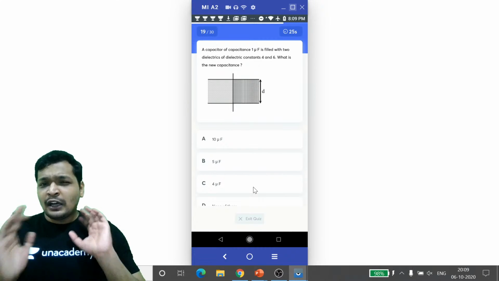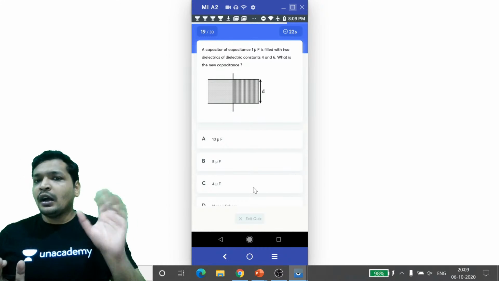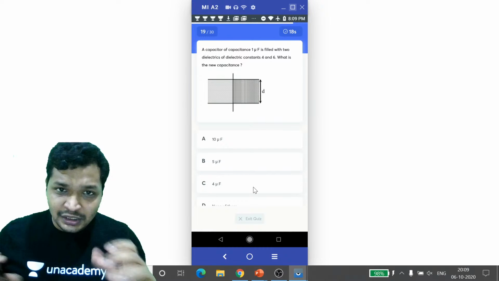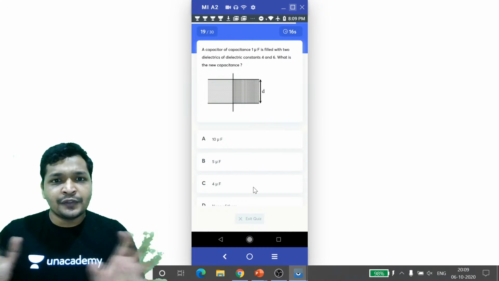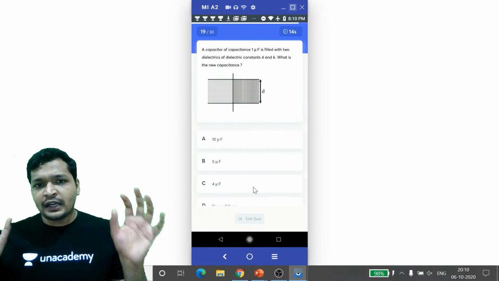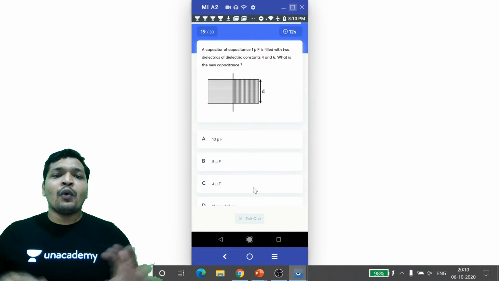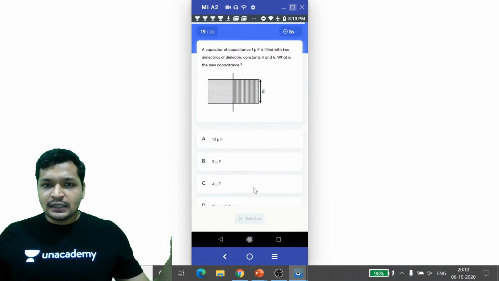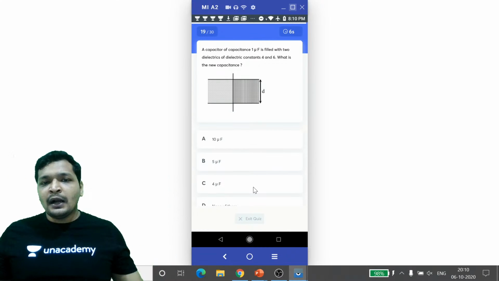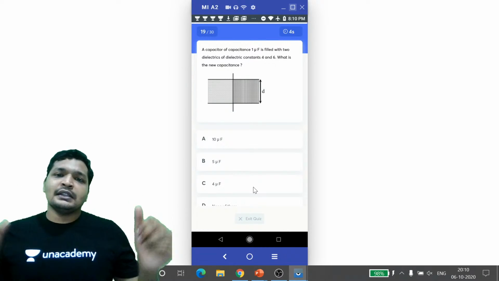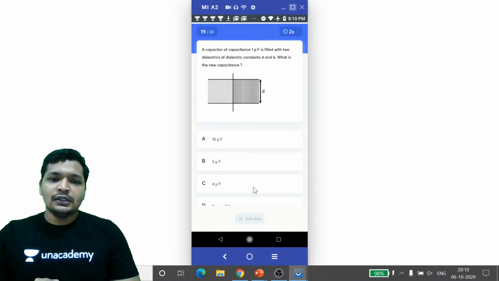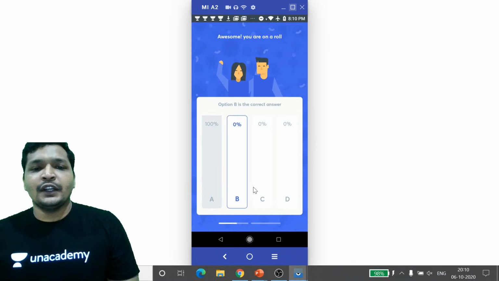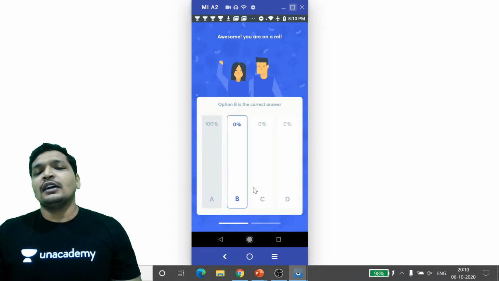So half is filled with 4, and the other half is filled with 6, I guess. So it was initially a 1 microfarad capacitor, which is filled with 2 dielectrics of dielectric constant 4 and 6. Now, what is the new capacitance? Simple, guys. Divided into half, areas become half. They are in parallel. Add them. So it should be 2 plus 3, 5.